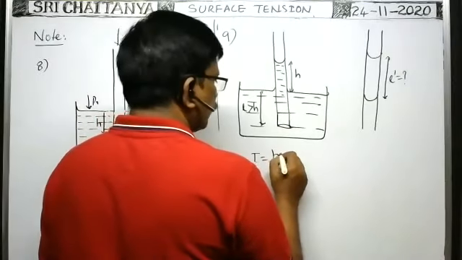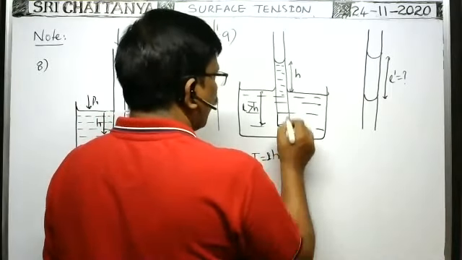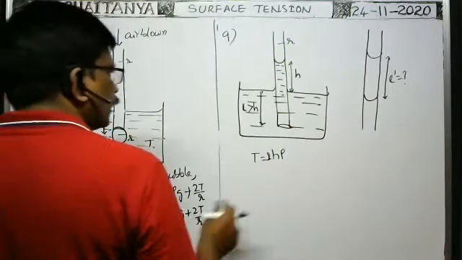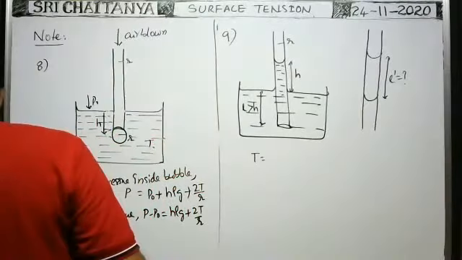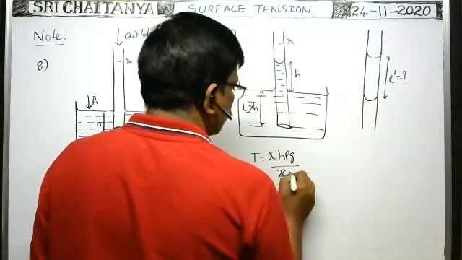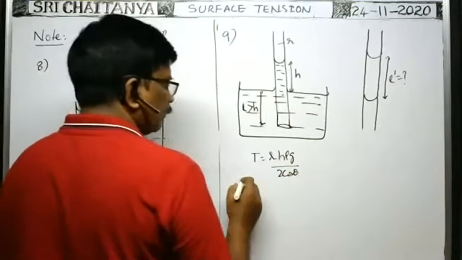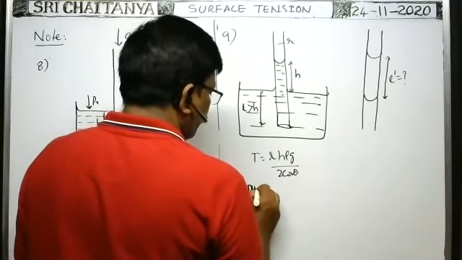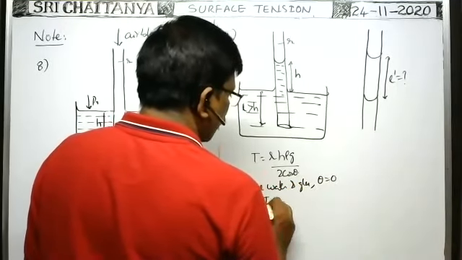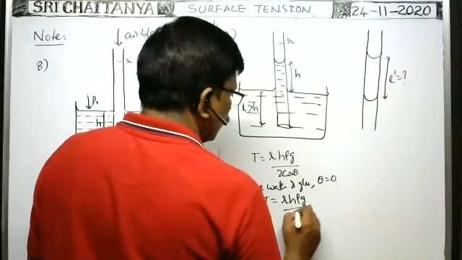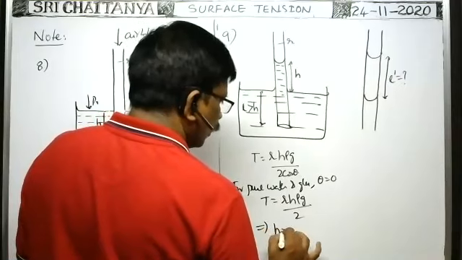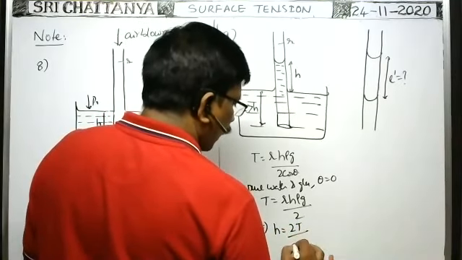Surface tension T is equal to rho g times r h divided by 2 cos theta, where r means the radius of the capillary tube. Surface tension T is equal to r h rho g by 2 cos theta. For pure water and glass, theta is equal to 0. Therefore, surface tension is equal to r h rho g by 2, which implies h is equal to 2T by r rho g.